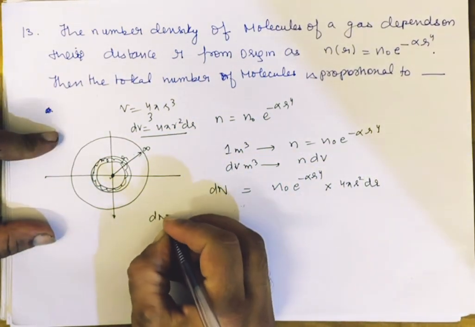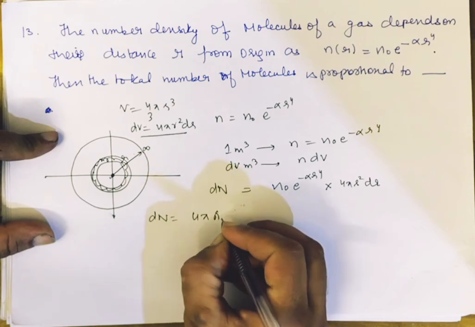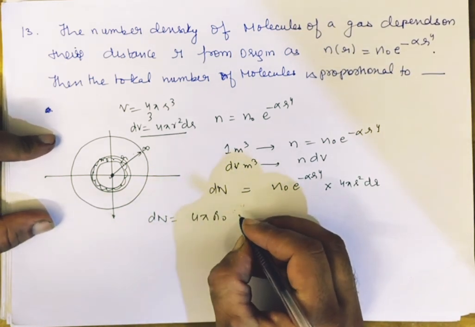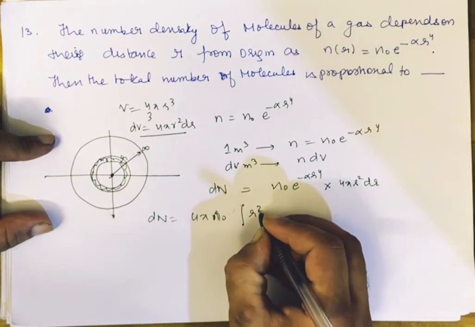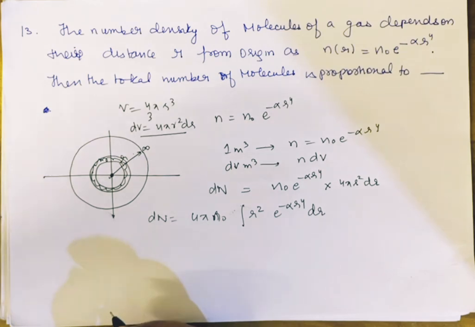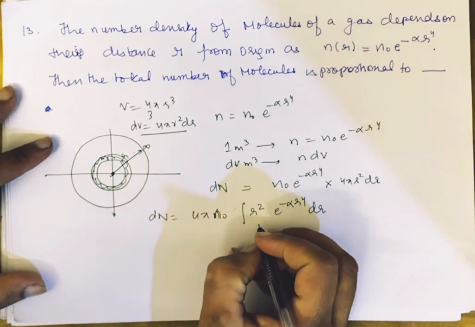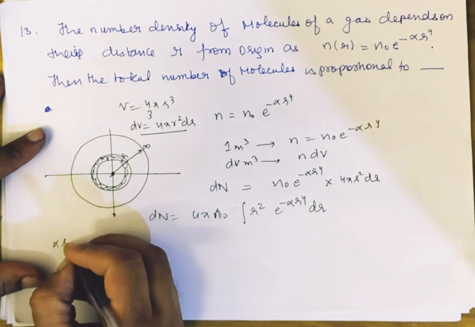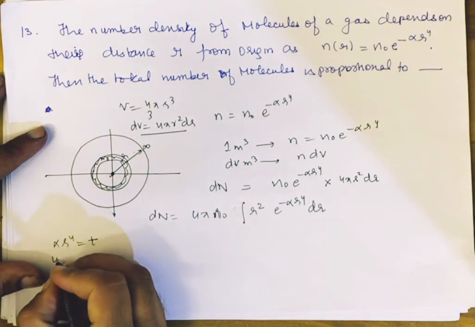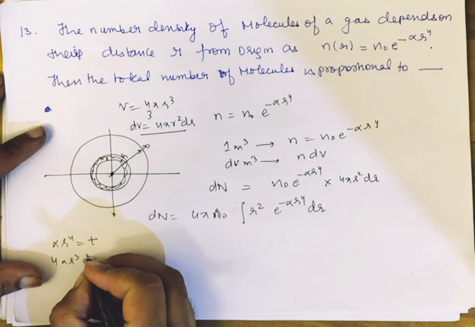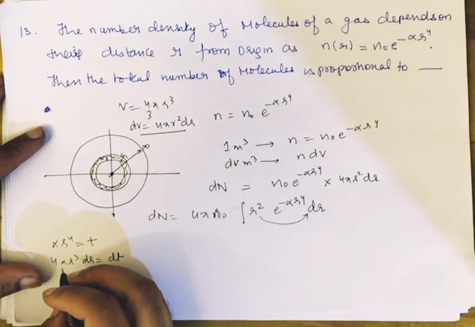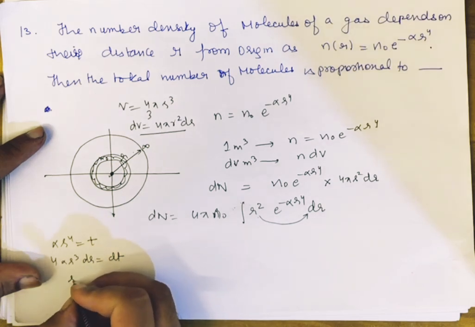So dn is equal to 4 pi n naught, and we have the integration of r square e power minus alpha r power 4 dr. That is what we have to calculate. Now, to calculate this, we can take alpha r power 4 as t, so 4 alpha r cube dr is dt. That means we can keep r square dr as dt, but for that r has to be calculated.